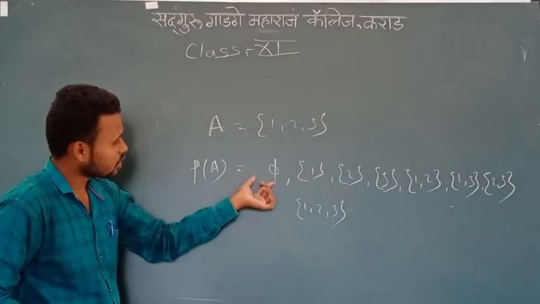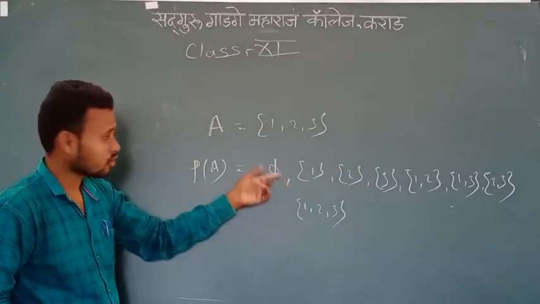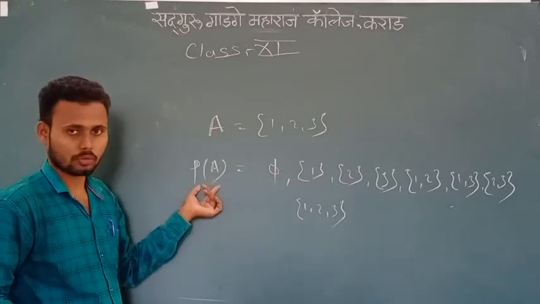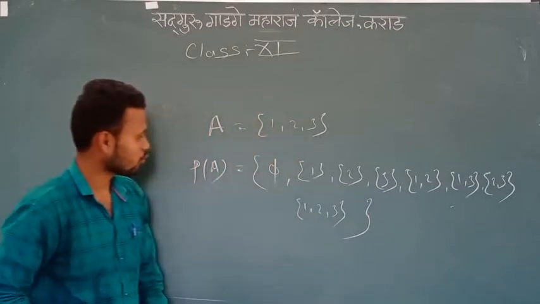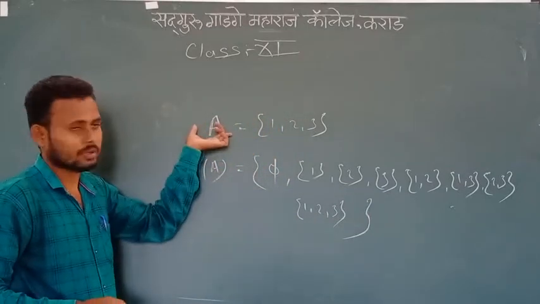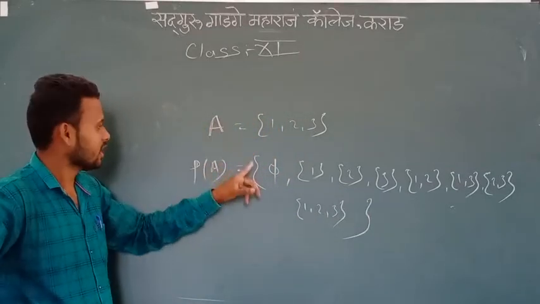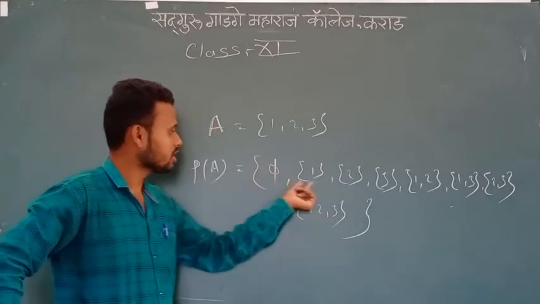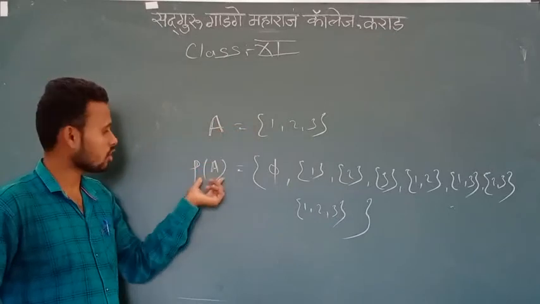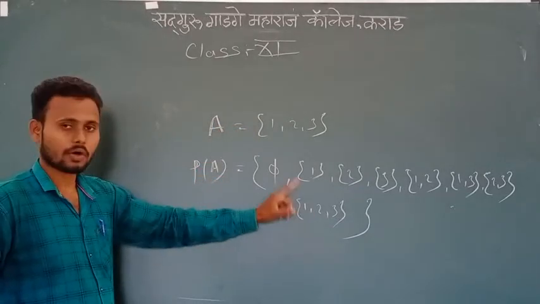Now, the collection of all the subsets of a set A is called the power set of A. Therefore, this collection is the power set of that set A. The collection of all the subsets of a set A is called the power set of A.